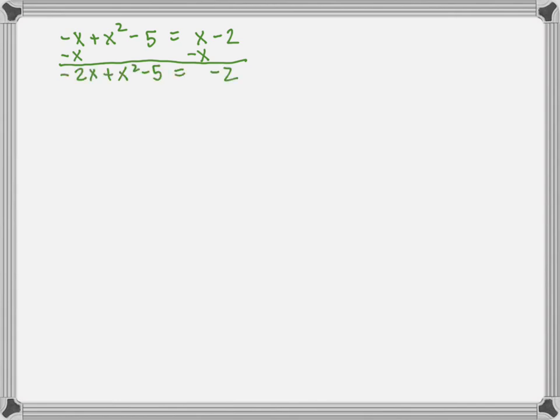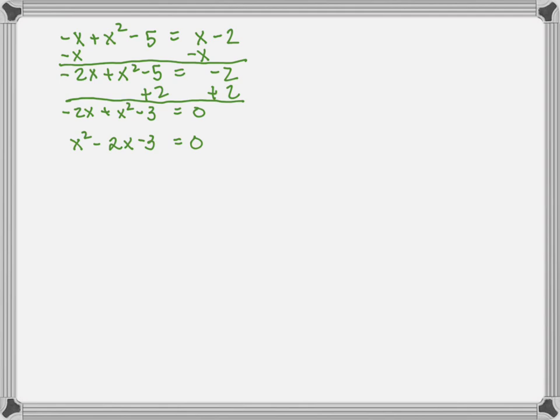Now I have negative 2x plus x squared minus 5 equals negative 2. Let's add 2 to both sides. So now I have negative 2x plus x squared minus 3 equals 0. And I'm just going to rewrite the left so it's in standard form. So x squared minus 2x minus 3 equals 0.